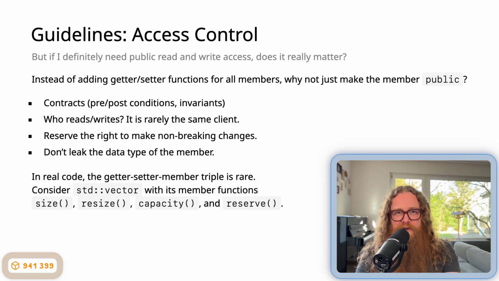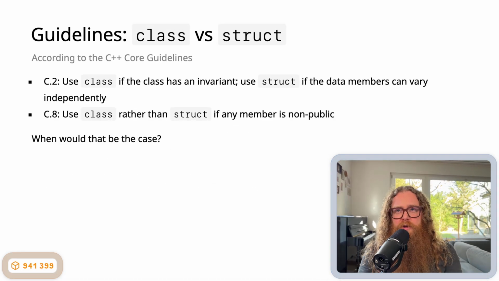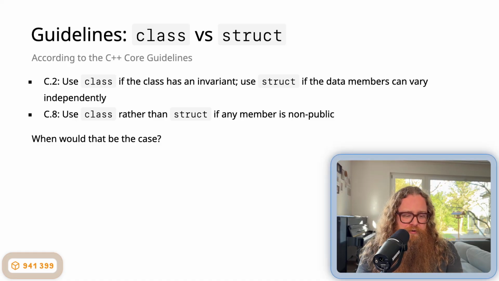So if you set the size of a vector, it also potentially reallocates and has effects on the capacity, and also changing the capacity may also reallocate. So in practice, it's actually rare to have the triple getter setter member. Okay, so now we understand that data members should always be private and we should provide accessor functions.